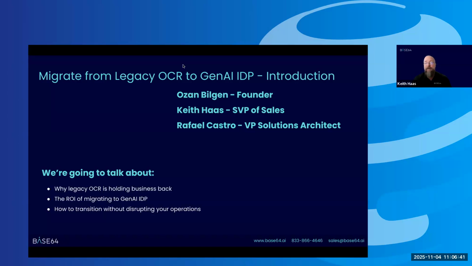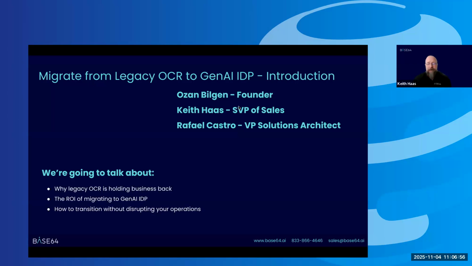Secondary is the ROI of migrating to Gen AI IDP. We'll talk a little bit about how companies are reducing processing costs by up to 70%, improving data accuracy, and accelerating turnaround times.